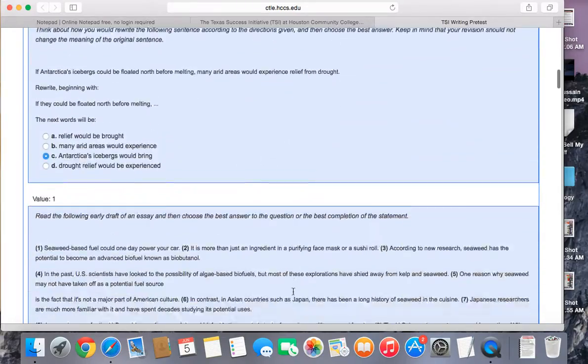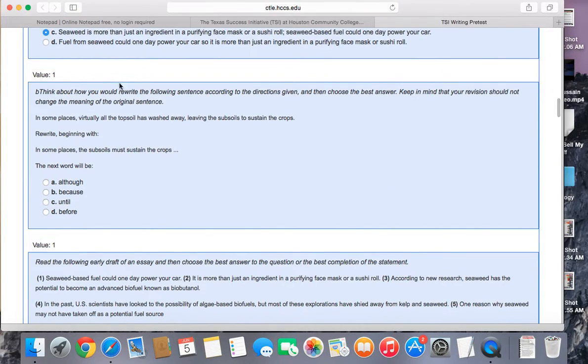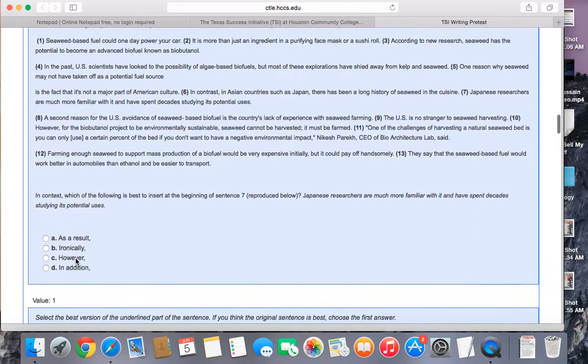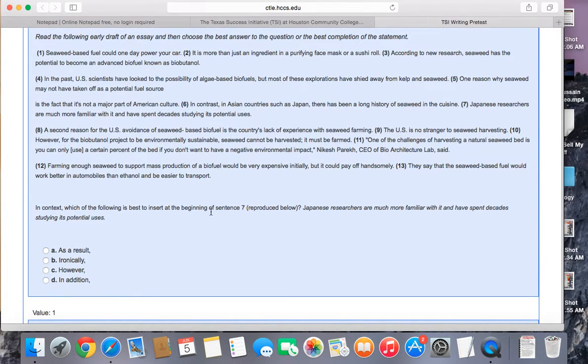Okay, I'm going to hurry up and try to finish it. Okay, in some places, virtually all the topsoil washes away, leaving subsoil sustaining the crop. In some places, the subsoil is sustaining the crop because virtually all the topsoil washes away. You get it? All through, no. Until, no. Before, no. Okay, beginning of 7. Let's go to 7. 7 is right here.